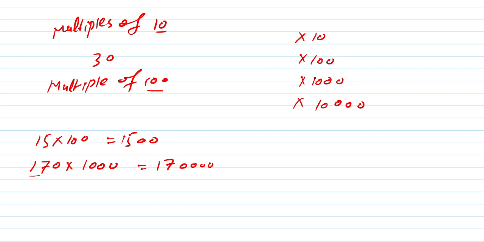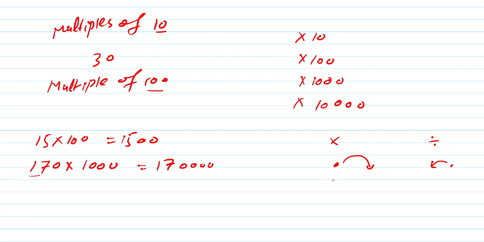Now, the second thing is, what if you have a decimal number and you have to multiply a decimal number with 10, 100, 1000, 10,000, something like that? Remember one thing, please. In the multiplication, the decimal point will shift toward the right side. In division, the decimal point always moves to the left side.